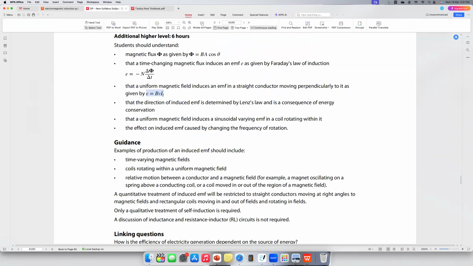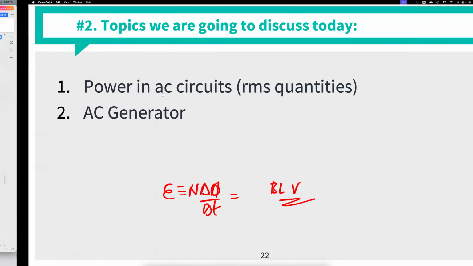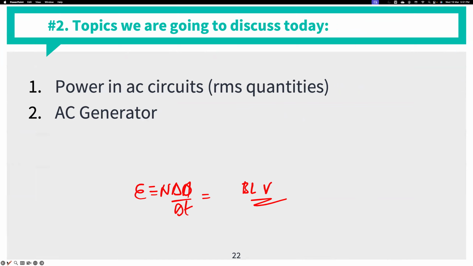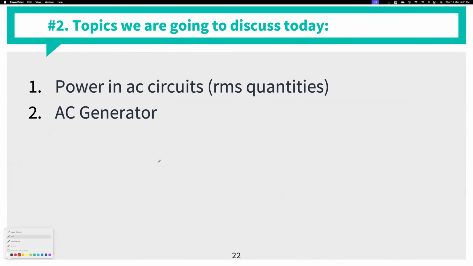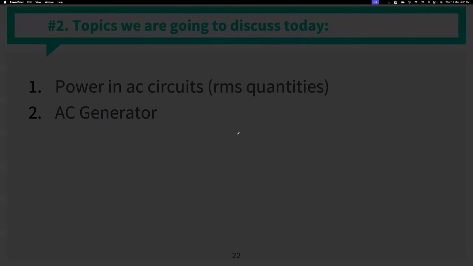Yeah, and that's the formula for EMF. So EMF induced in a straight conductor is given by the formula BLV, where B stands for magnetic field strength, V stands for speed with which the conductor is moving, and L stands for the length of the conductor. Now, let's move to the next topic, that is power in AC circuits and AC generator.